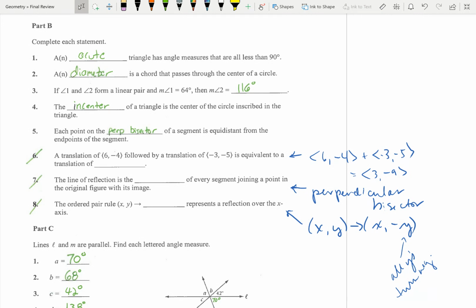A diameter is a chord that passes through the center of the circle. If angle 1 and angle 2 form a linear pair, and the measure of angle 1 is 64, then the measure of angle 2 will be 116. It's 180 minus 64.